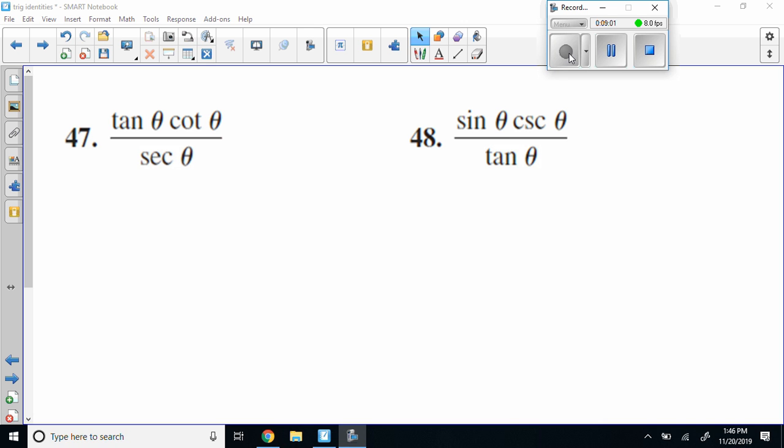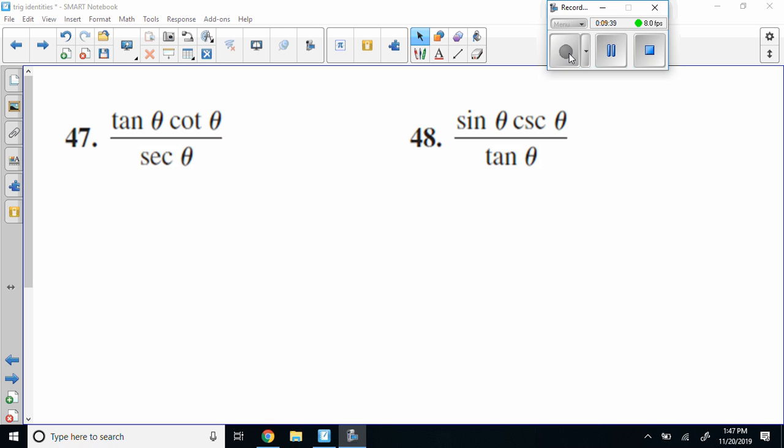There are 2 terms up here, right? One is tangent. One is cotangent. Tell me what you can do to tangent. 1 over cotangent, or sine over cosine, right? Those are my only 2 options for that. Look at cotangent. What are my options for it? 1 over tangent, or cosine over sine. Those are my only 2 options.